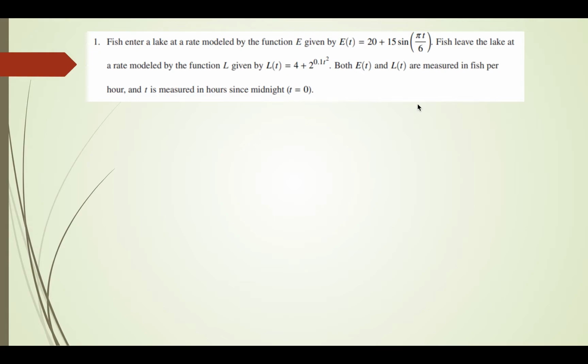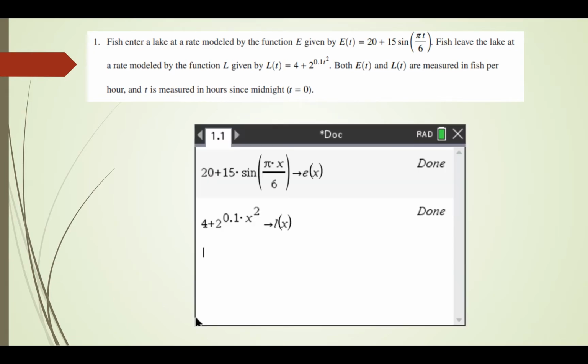Now, before we get to any of that, since this is a calculator question, the very first thing we're going to do is store these functions on your calculator. We've done this in class many times. If you've forgotten how to store a function, you can Google it or send me a message and I'll be happy to help you out. But these are the two functions we have stored.